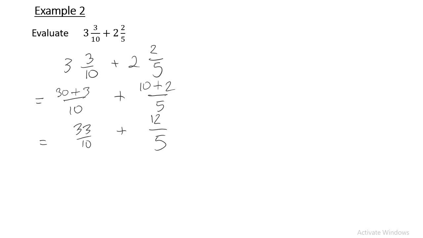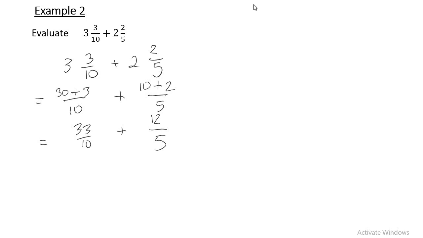Now for fraction addition, if you want to add two fractions with different denominators, we need to change one of them, or both of them, to have the same denominator. So in this question, we do not have the same denominators. We have 10 on the first one, 5 on the second one. So we need to change that.